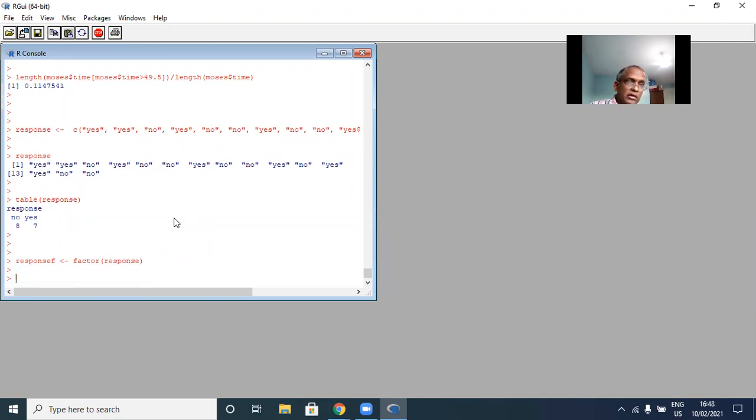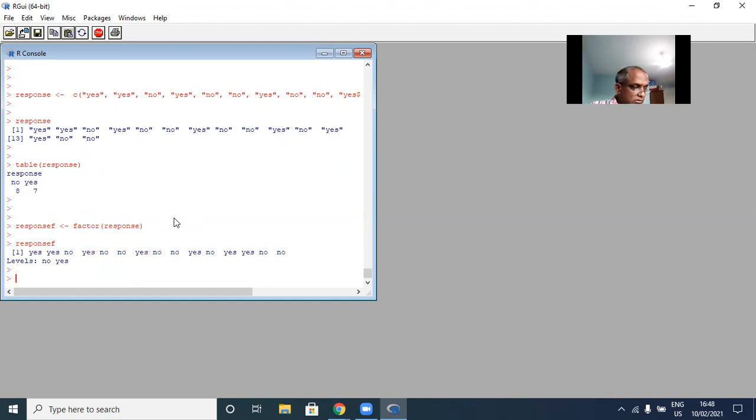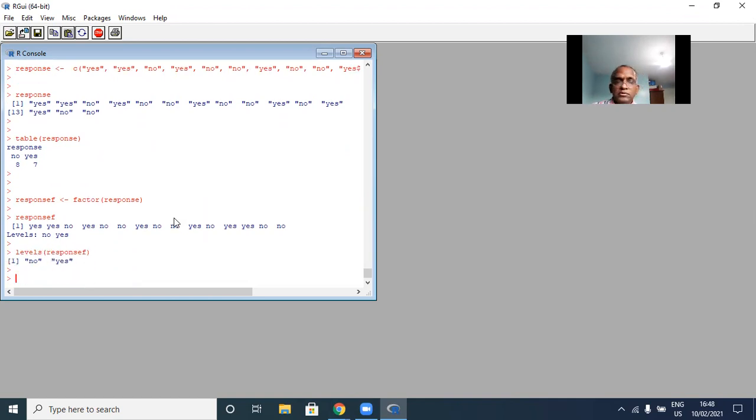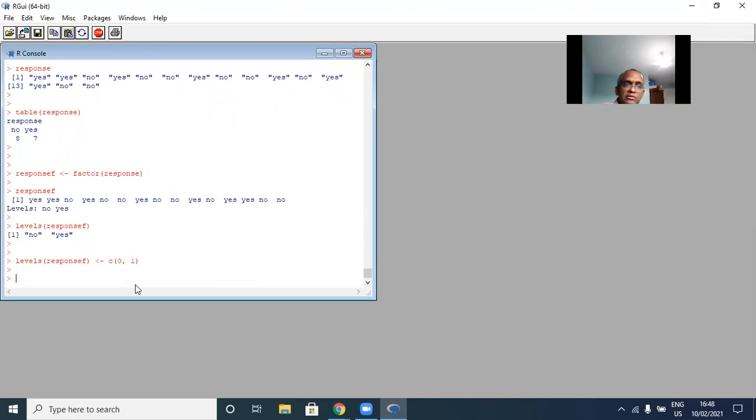Right. Now, if you type response F, you see, again, you get yes or no, right? And if you type levels of response F, you get two different levels, either no or yes. The thing with the factor command is that you can change the levels to anything that you like. So instead of calling it no or yes, you can call it, for example, 0 or 1. So 0 corresponds to no, and 1 corresponds to yes, right?